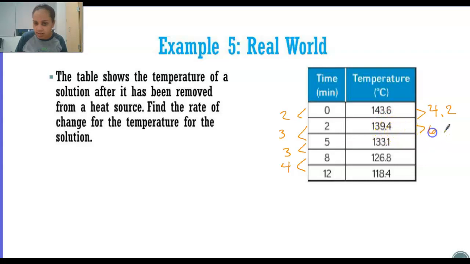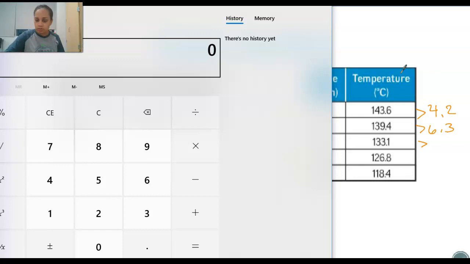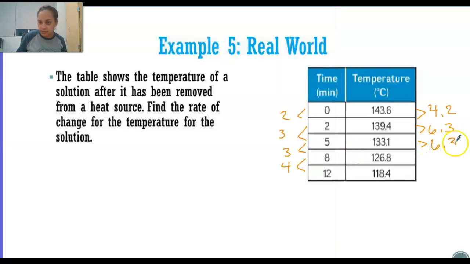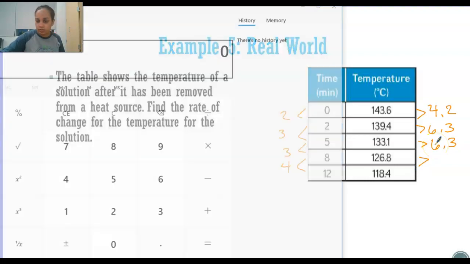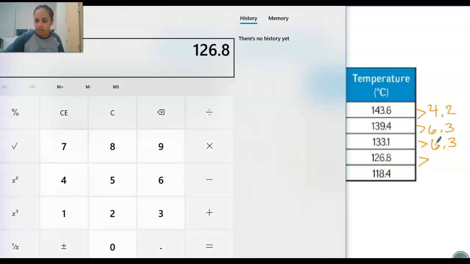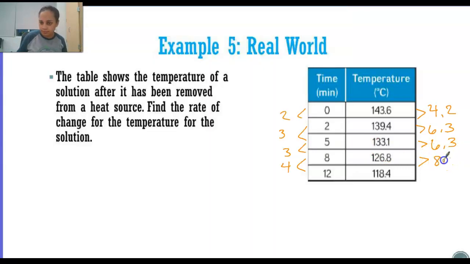This looks like 6.3. 133.1 minus 126.8 is again 6.3. So I notice that that is proportional. 126.8 minus 118.4 is 8.4. All right, so if you notice where it increased by 2, I had it increased by 4.2, and where it increased by 4, which is double that, it increased by 8.4.